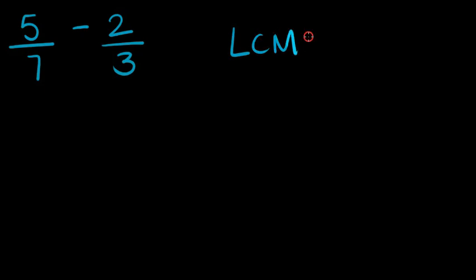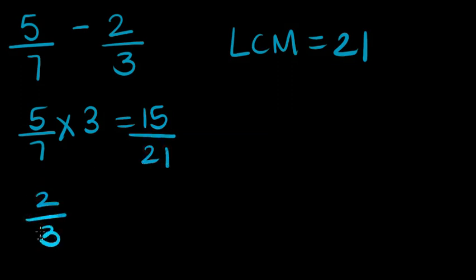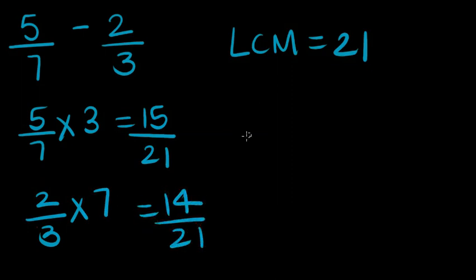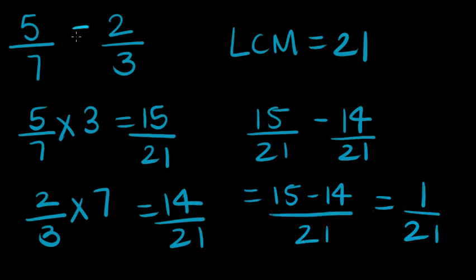As we know the LCM is 21, we can again multiply this one by 3, the numerator and the denominator, and this one by 7, so we get 15 upon 21 and 14 upon 21. Then 15 upon 21 minus 14 upon 21 will be equal to 15 minus 14 upon 21, which is 1 upon 21, and this is our answer.